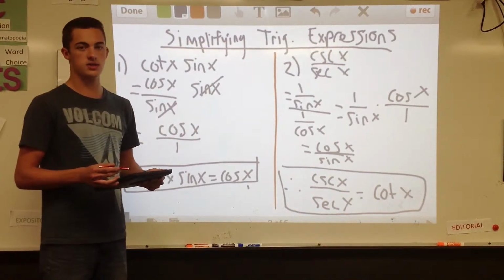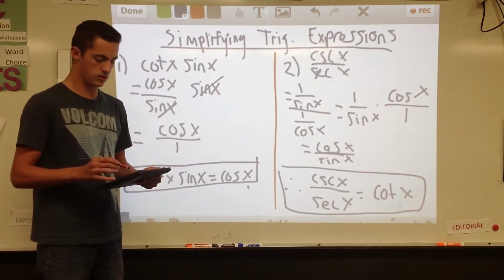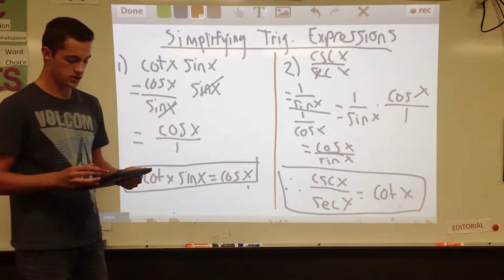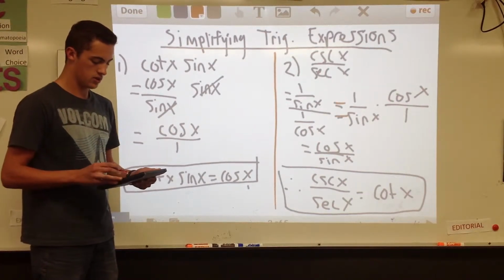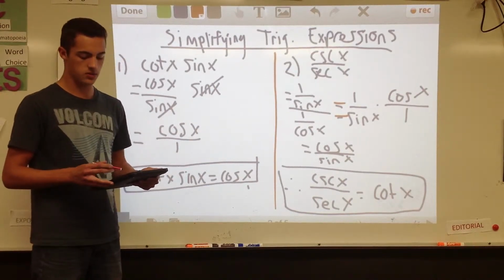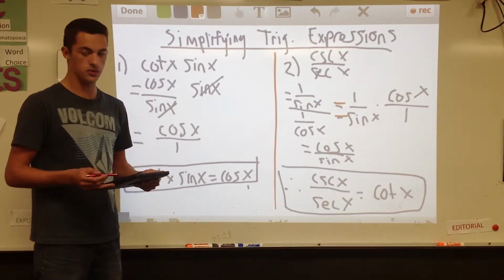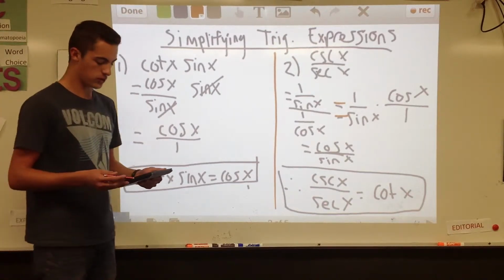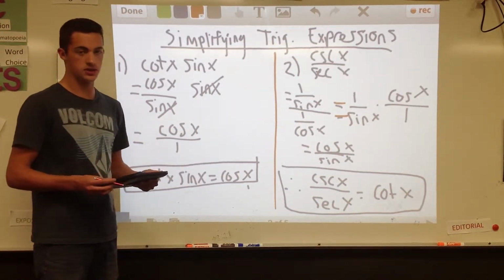And the second one, cosecant x over secant x. So cosecant x is 1 over sine x, all over 1 over cosine x. So as you can see over here, 1 over sine x times cosine x over 1 is cosine x over sine x, which is cotangent x. So therefore cosecant x over secant x is cotangent x.